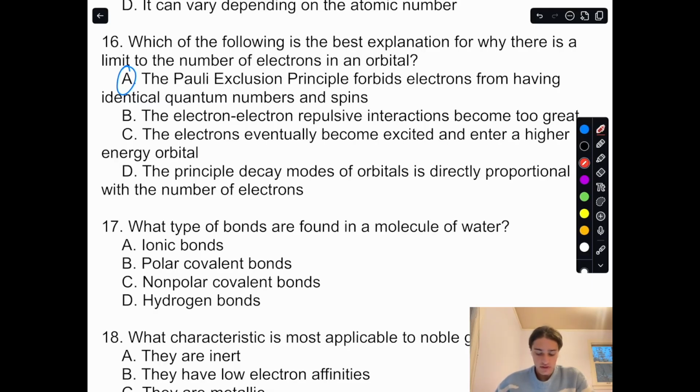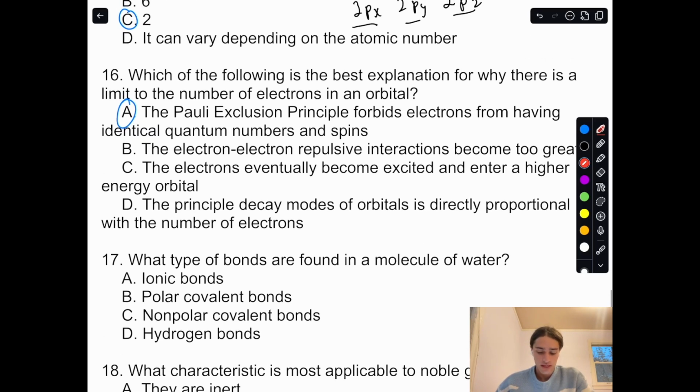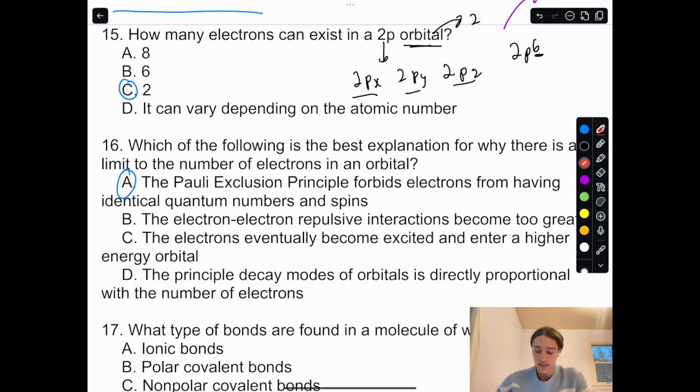B, the electron-electron repulsion interactions become too great. That's not really the reason why there's only two electrons in an orbital. It really has to do with the fact that every electron has a unique set of quantum numbers. For example, there's only two electrons in the 2pz orbital, and one of those electrons has the up spin, and one has the down spin. That's true for every orbital, so you can't find an electron that has the same exact quantum numbers. Quantum numbers refer to the 2, the p, the z, and then the up or the down. Those are the four quantum number qualities.